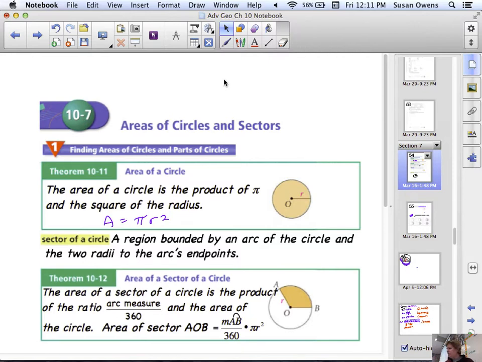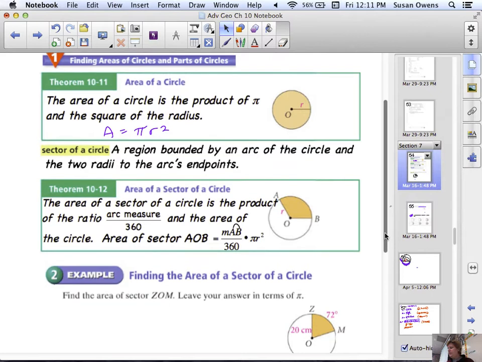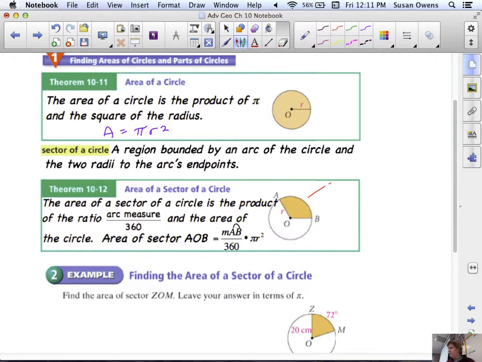And then we have a definition for something that's called a sector. A sector is a region bounded by an arc and two radii to the arc's endpoints. If you look at this, think of them as pieces of pie. These are called sectors.